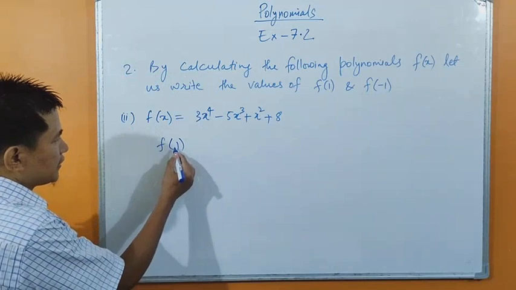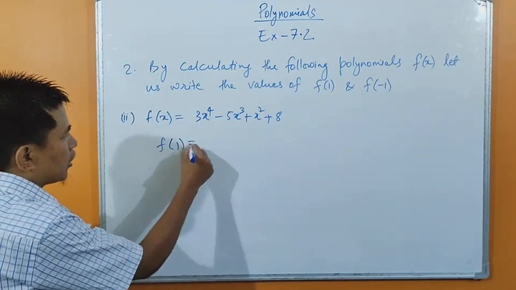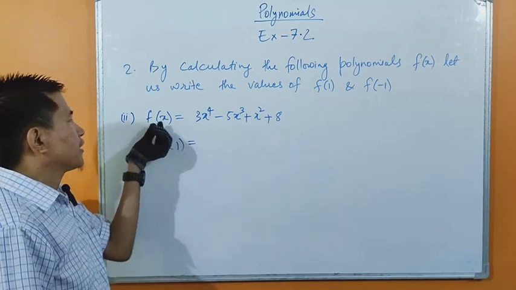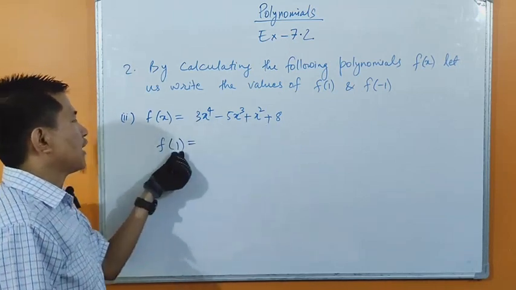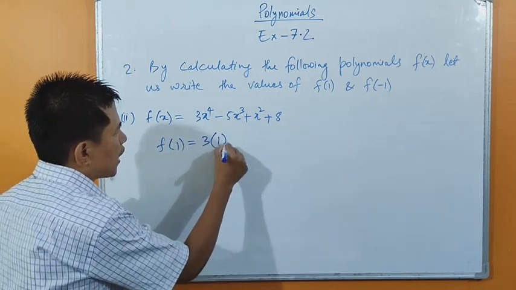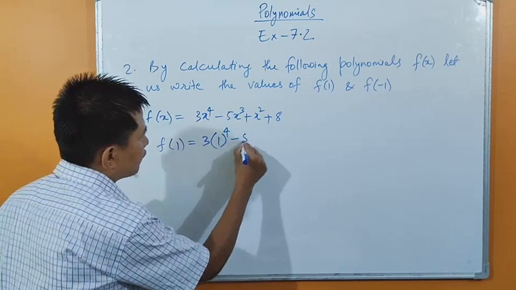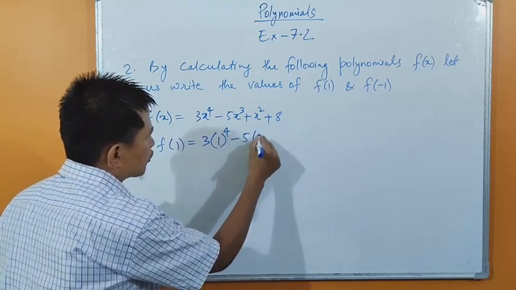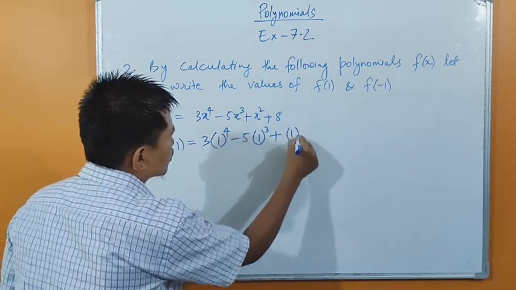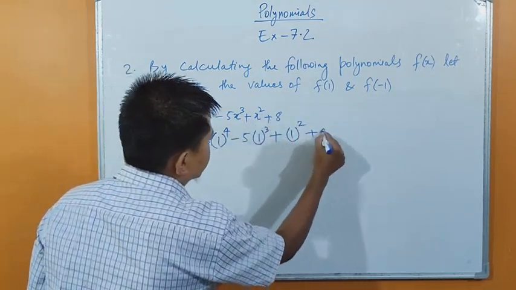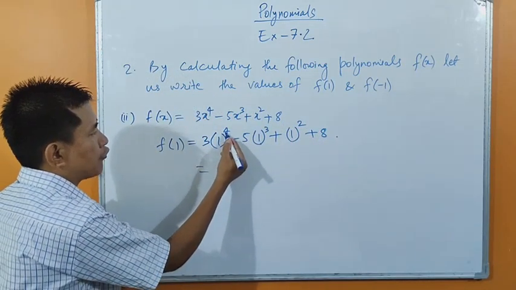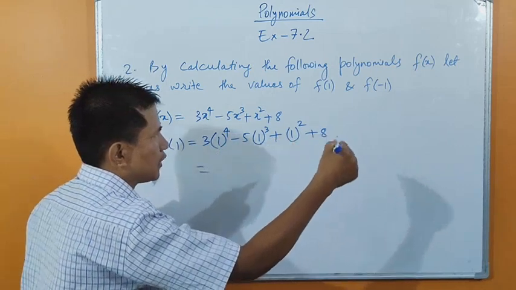So when we write f(1), wherever you see x, we put the value of 1, because f(x) is this, isn't it? So f(1) will be 3 into 1 to the power 4, minus 5 into 1 cubed, plus 1 squared, plus 8. So this is 1 multiplied 4 times, 1 into 1 into 1 into 1.